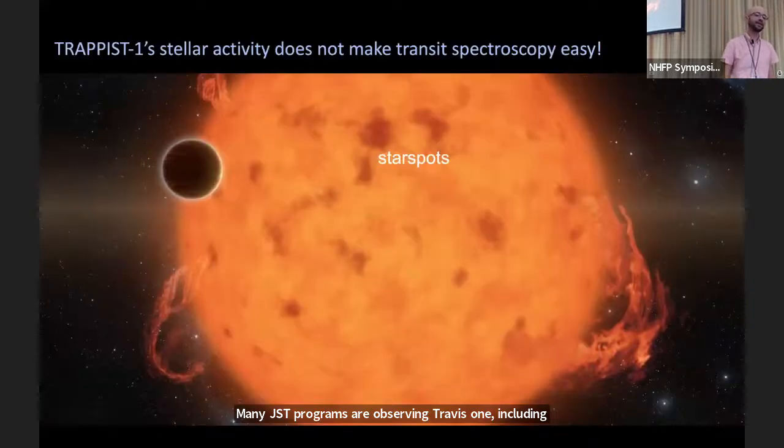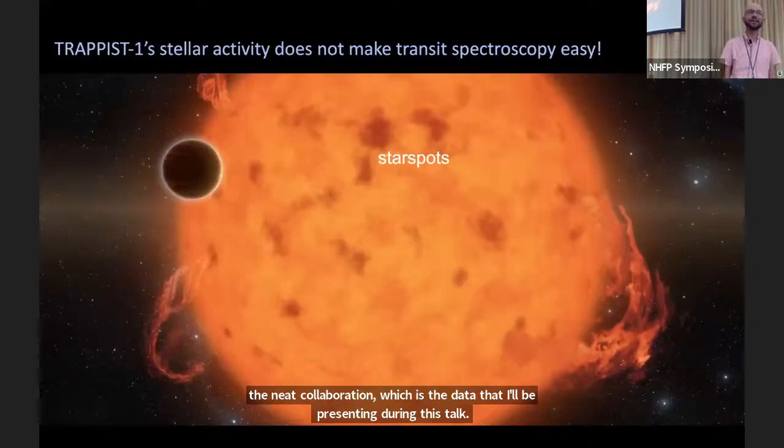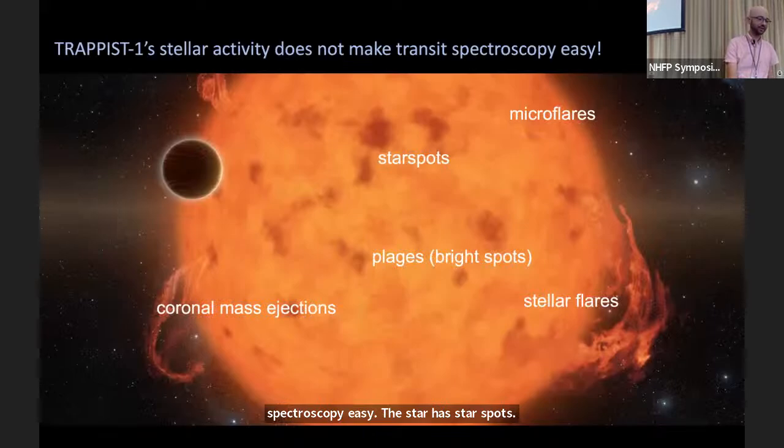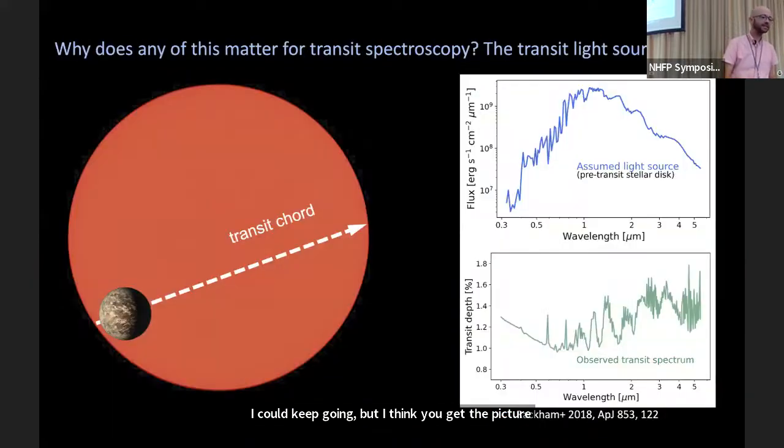So TRAPPIST-1 stellar activity does not make transit spectroscopy easy. The star has star spots, plages, stellar flares, coronal mass ejections, microflares, faculae. I could keep going, but I think you get the picture. So why does any of this matter for transit spectroscopy? The answer lies in something called the transit light source effect.